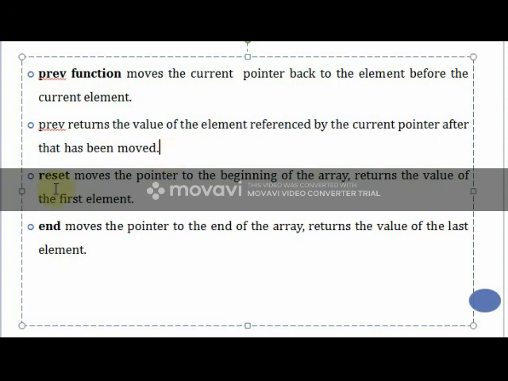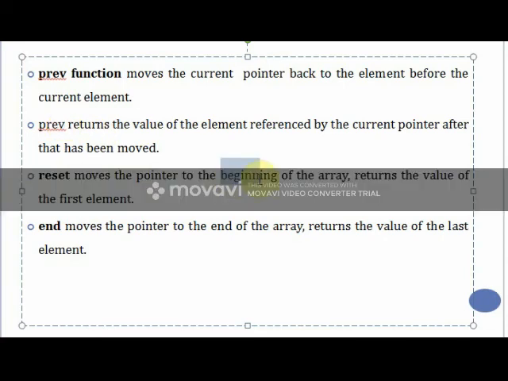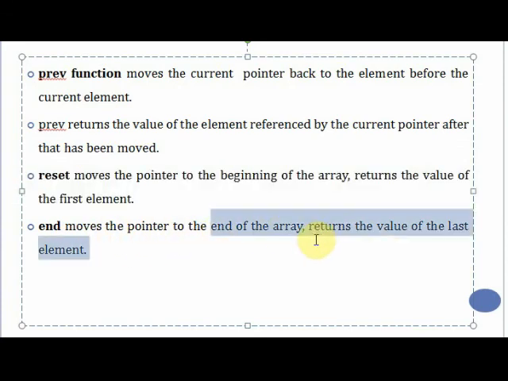Similarly, next one you have is reset. The current pointer can be set to the first element by using this reset function. So previous moves backwards, whereas reset moves you to the beginning of the array and returns the value of the first element. Whereas end, what does end do? It moves the pointer to the end of the array and returns the value of the last element. Reset to the beginning, end to the last element.